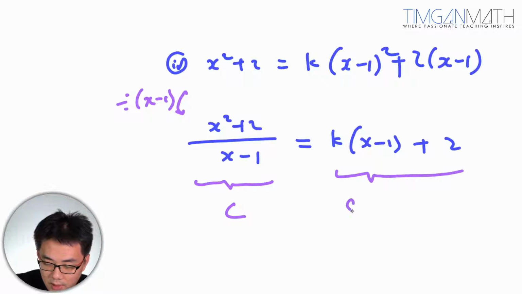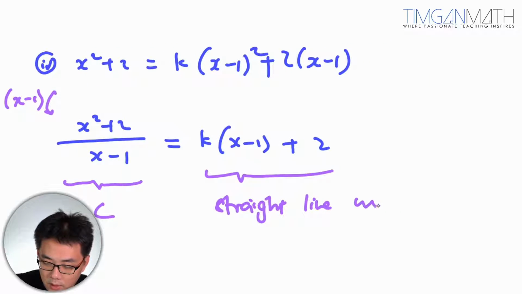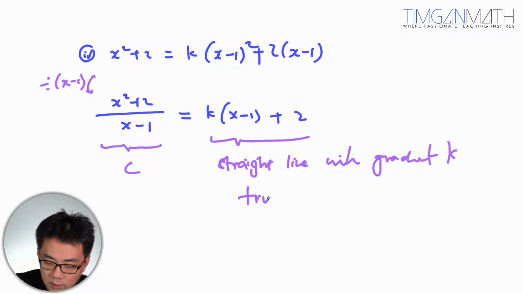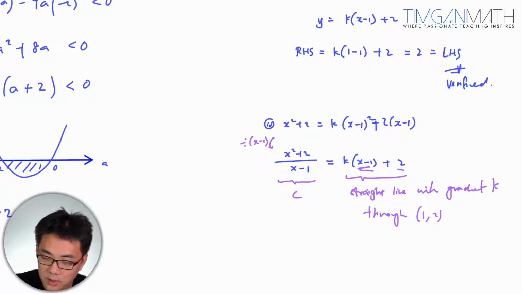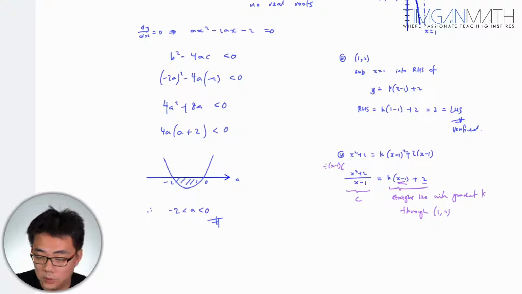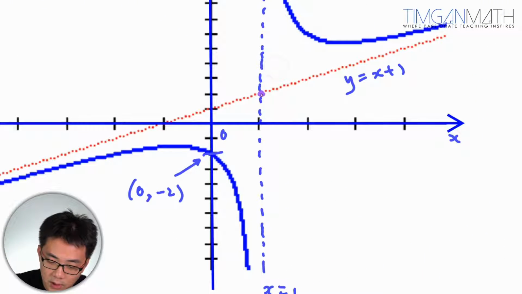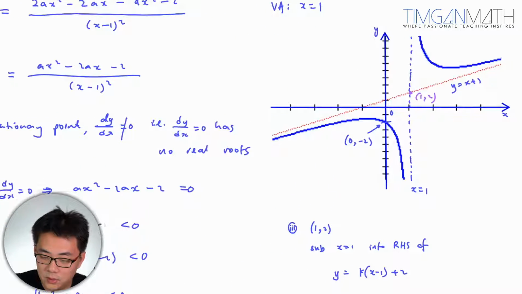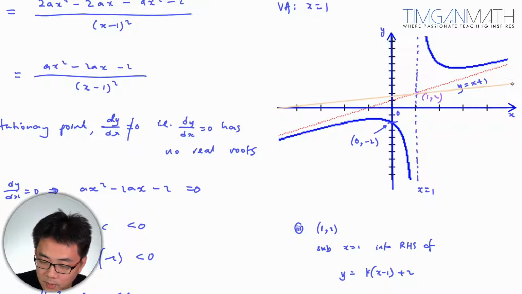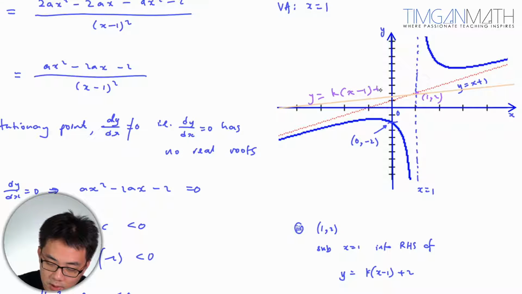And this is a straight line with gradient k and passes through (1, 2), which is what we are told to show here. Now if you think about it, this point (1, 2) is the intersection between these two curves. So you need to imagine there's a line here, which is actually y equals k(x minus 1) plus 2.